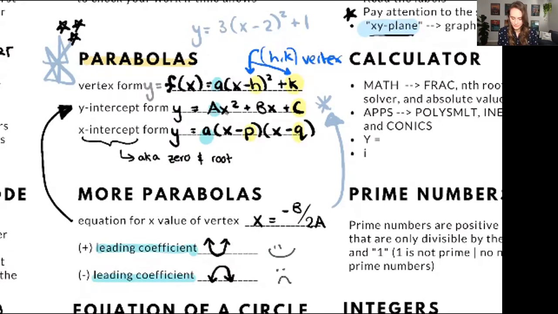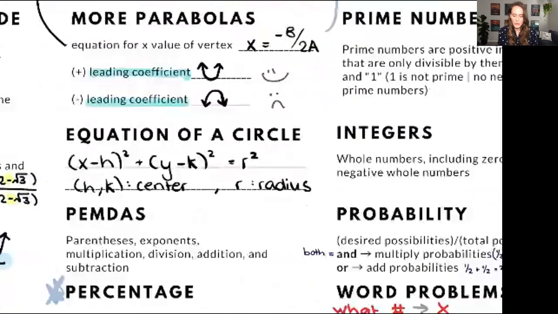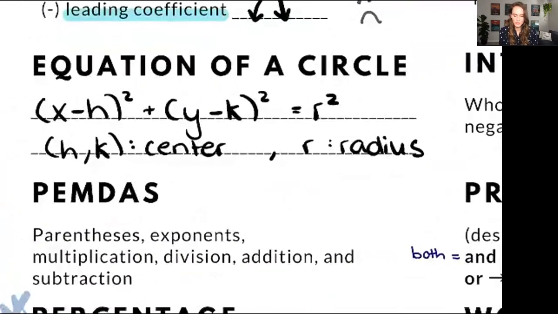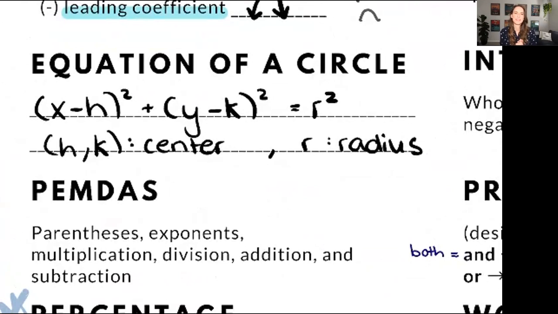You also want to know the equation of a circle. So for a circle, we're going to have x minus h squared plus y minus k squared equals r squared, where (h, k) is the center and r is the radius. Your calculator also has the equation of a circle already stored in it, which we will look at in a little bit. But you should be familiar with this equation because if it appears on the SAT, you're not going to get those kinds of questions right unless you know this equation.